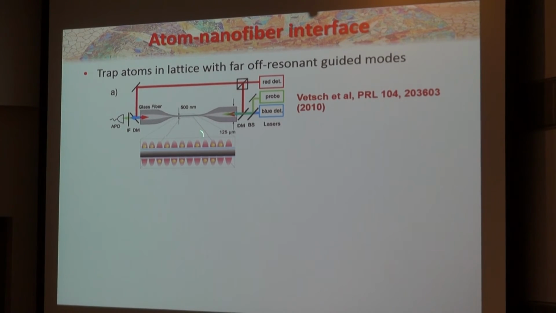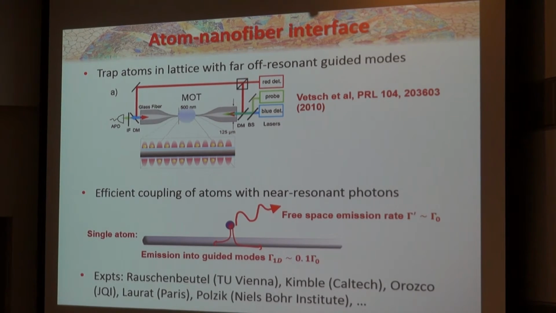So here's a pioneer experiment from Arno Rauschenbeutel's group. Here's just a schematic of it. You start with a normal glass fiber. You pull it under a flame until it becomes very thin. And then you can run counter-propagating guided modes through the fiber to create a 1D lattice. So it's a perfect 1D lattice. There's a question of how you fill these sites. In practice, you have a magneto-optical trap flying around, and then these sites are just filled probabilistically. So you trap atoms with light that's completely off the resonance frequency of the atoms.